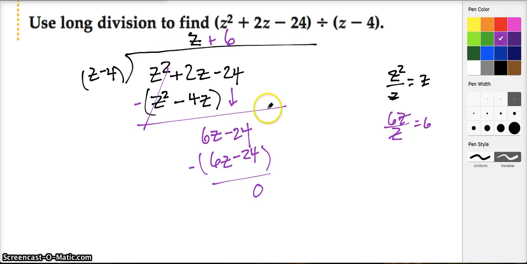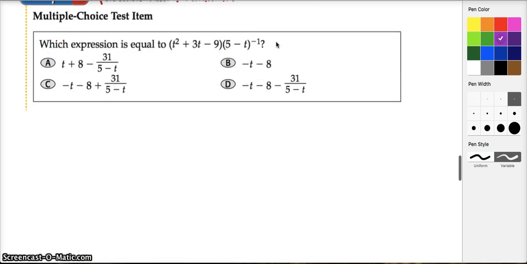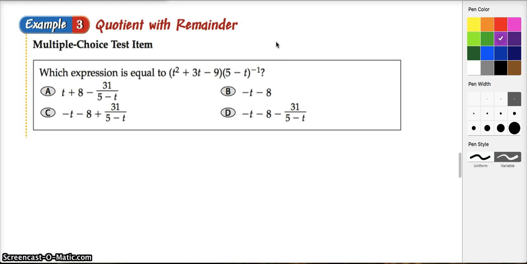I have no remainder, and so my answer is z plus 6. So the quotient, that's the answer you get when you divide, is z plus 6. The quotient of this is z plus 6. All right. The next thing we're going to do is work on this quotient remainder situation with a multiple choice situation.